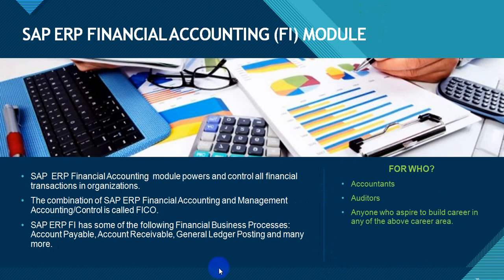Next is SAP ERP Financial Accounting, FI for short. The SAP ERP Financial Accounting module powers and controls all financial transactions in organizations. The combination of SAP ERP Financial Accounting and Management Accounting or control is called FICO. Probably if you have seen FICO, it's just a combination of two modules.